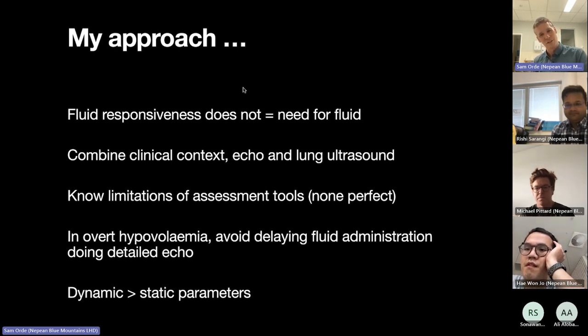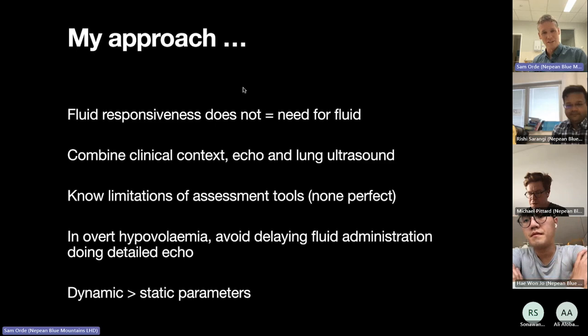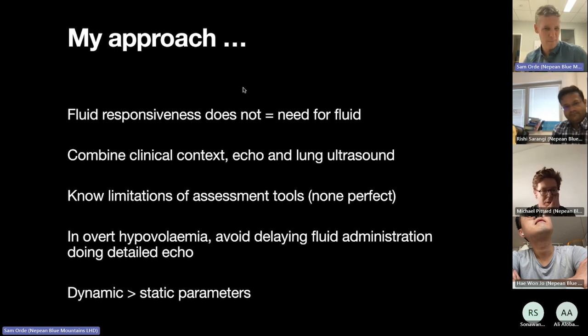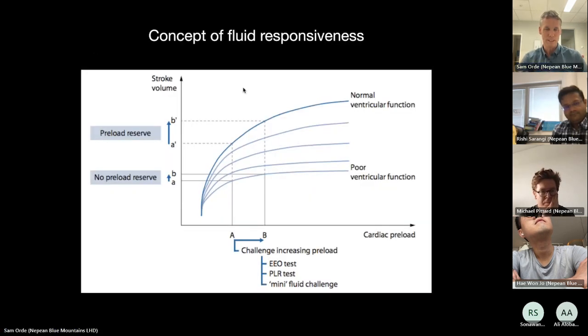We're clinicians first. You don't go for the echo immediately when you're assessing a patient to see if they need fluid or not. If it's clear that they do, just give fluid. You don't need a detailed echo exam to tell you that. So just make sure that echo doesn't delay any medical therapy. And my final thought as I start this is I think dynamic parameters are probably better than static parameters.